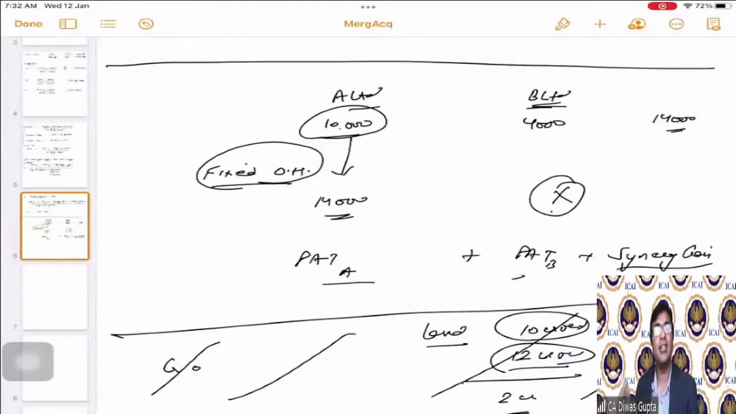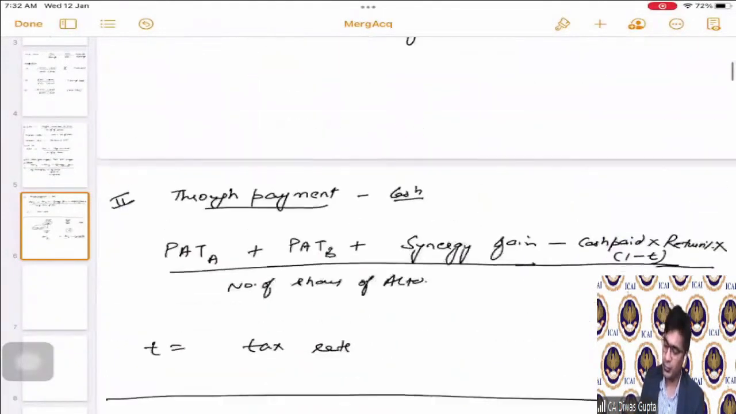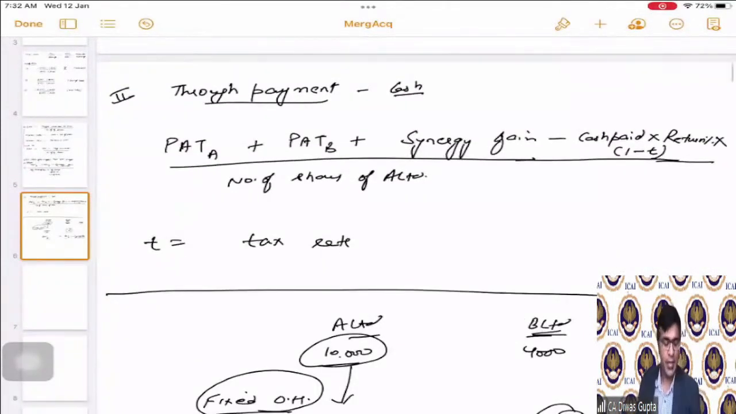But synergy gain is the real tangible gain that you will see. Okay, so this part is complete.